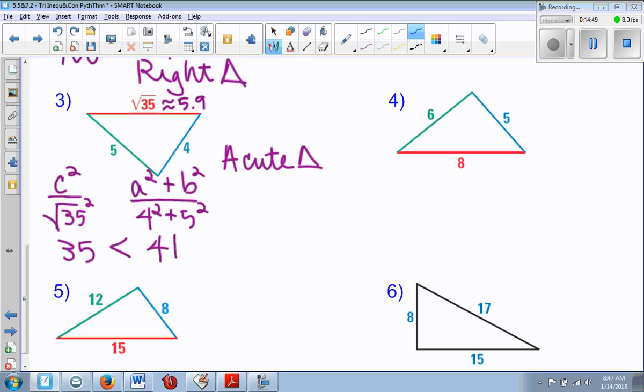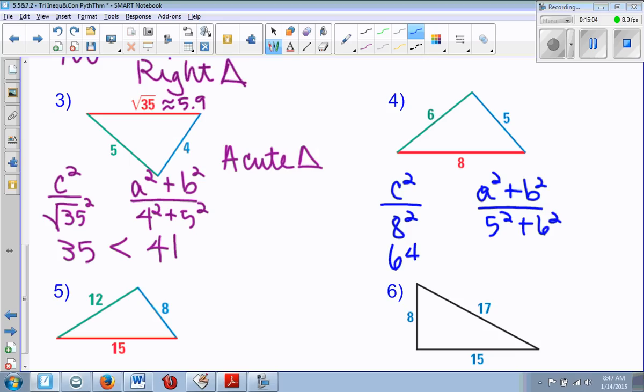In the next problem, we're going to continue to do the exact same thing. 8 is the largest side, so that's going to be our c squared. 5 and 6 are our smallest, so they're going to go in for a and b. 8 squared is 64. 5 squared is 25. 6 squared is 36. Adding 25 and 36 together is going to give us a value of 61. So in this case, c squared is larger, which would then say that we have an obtuse triangle.